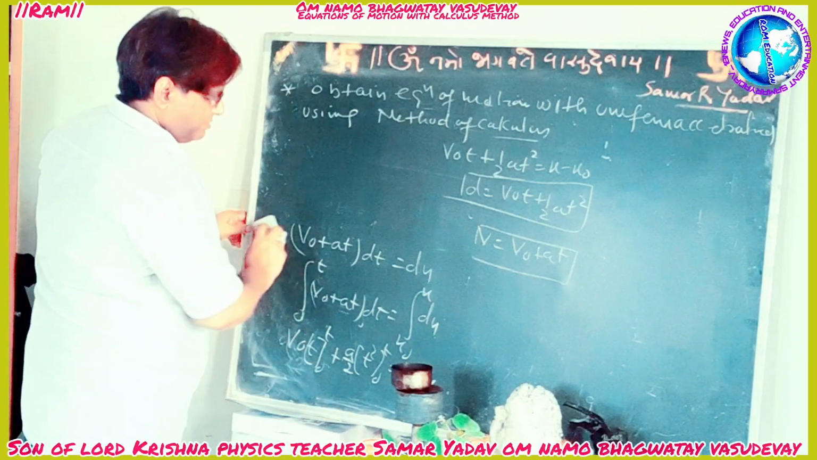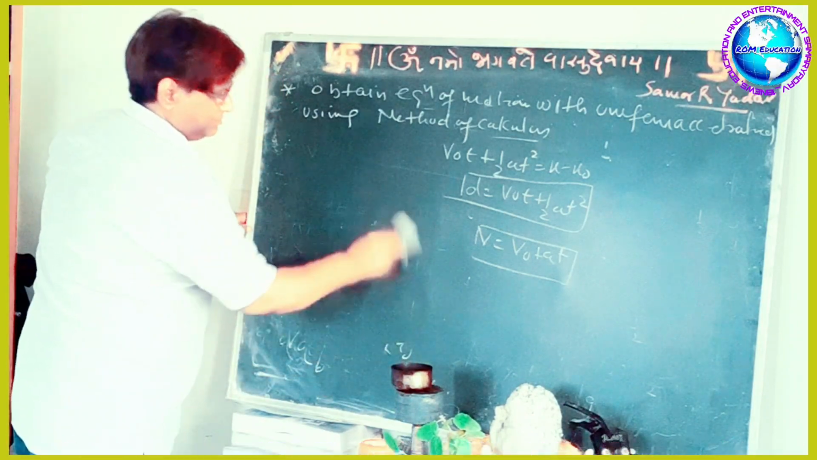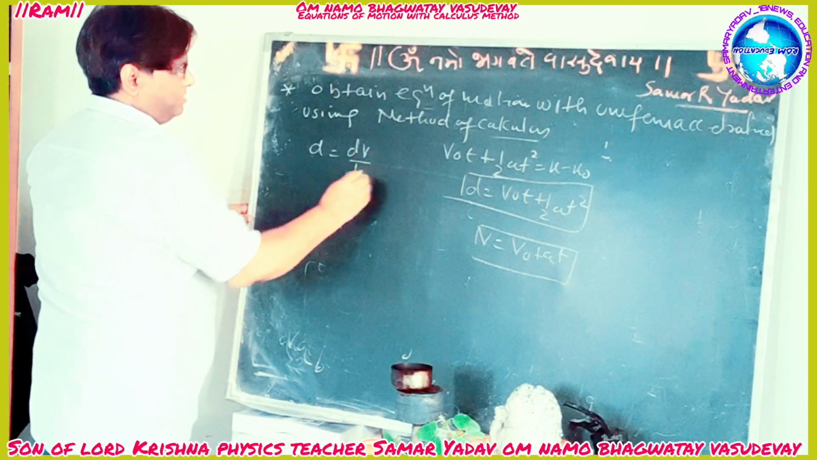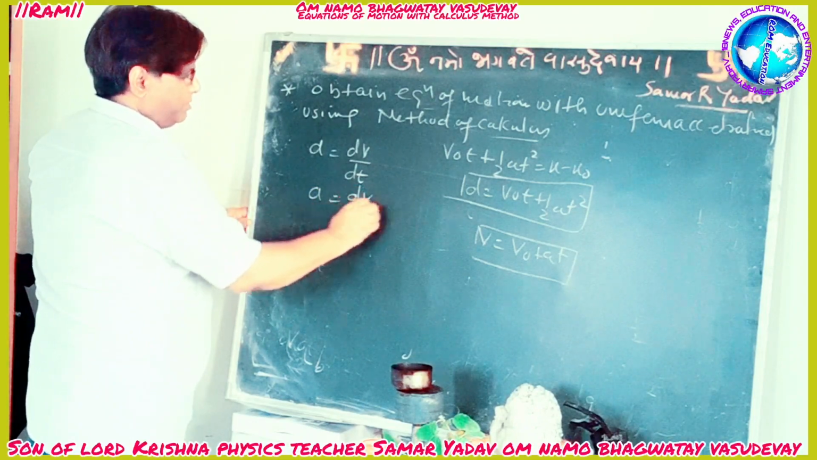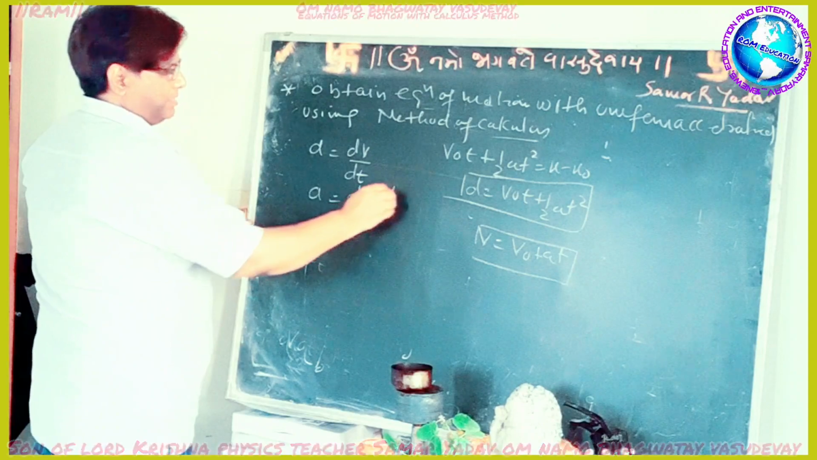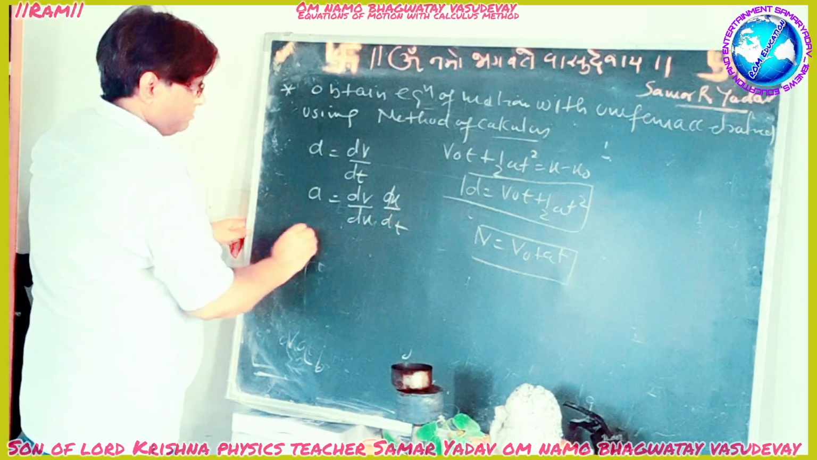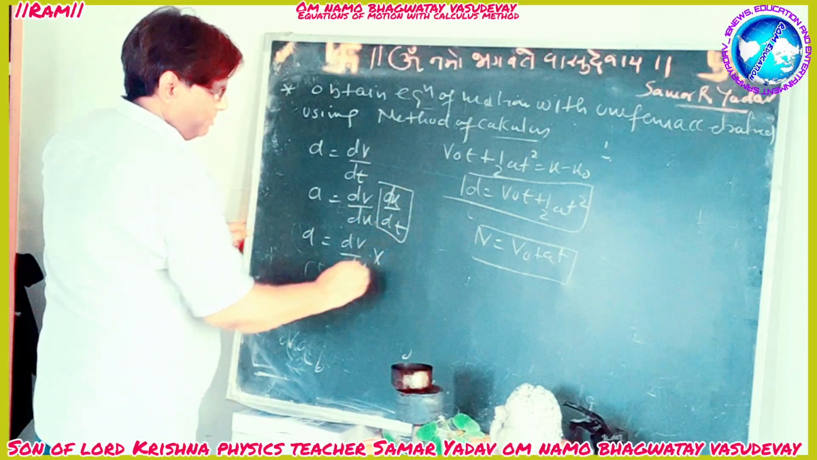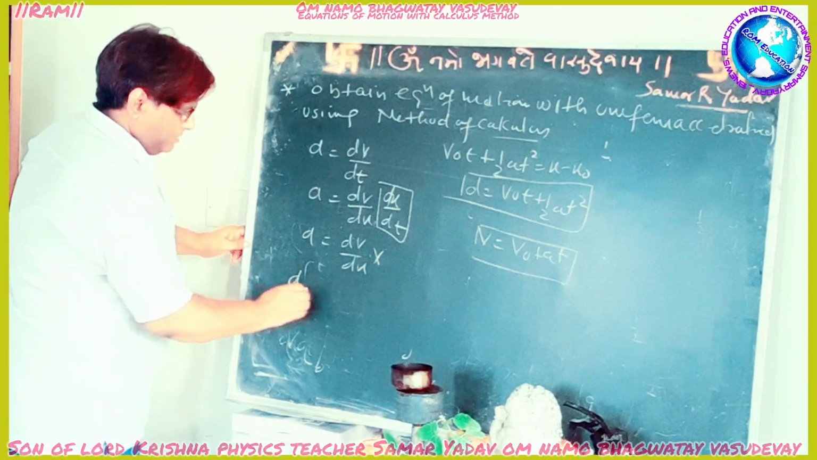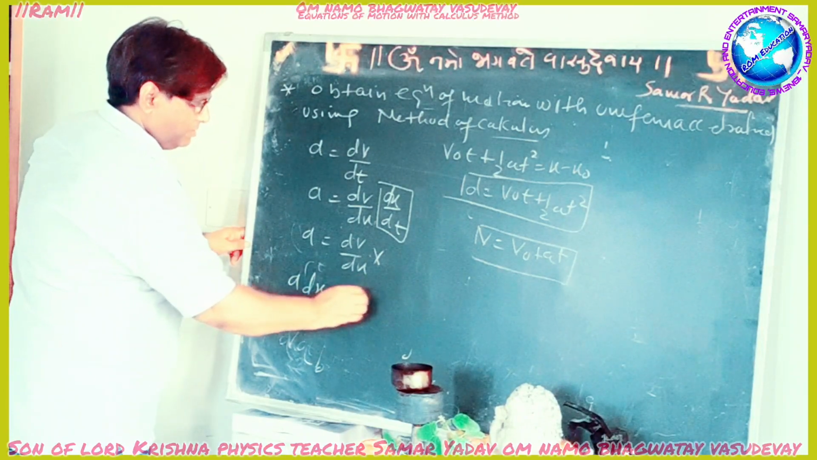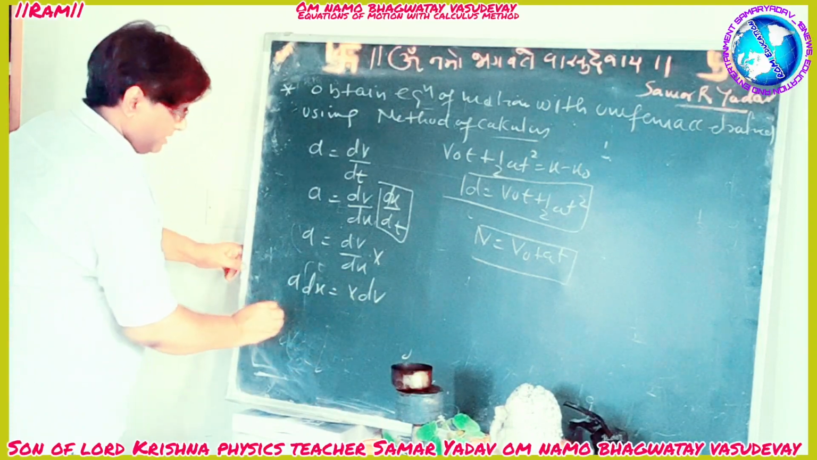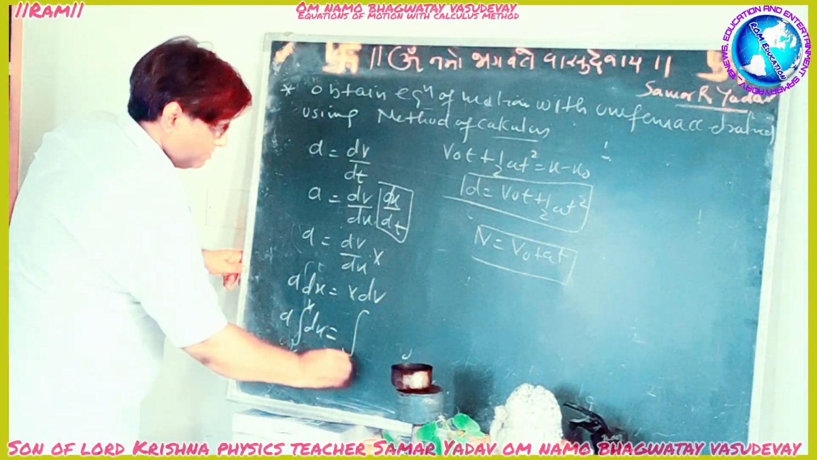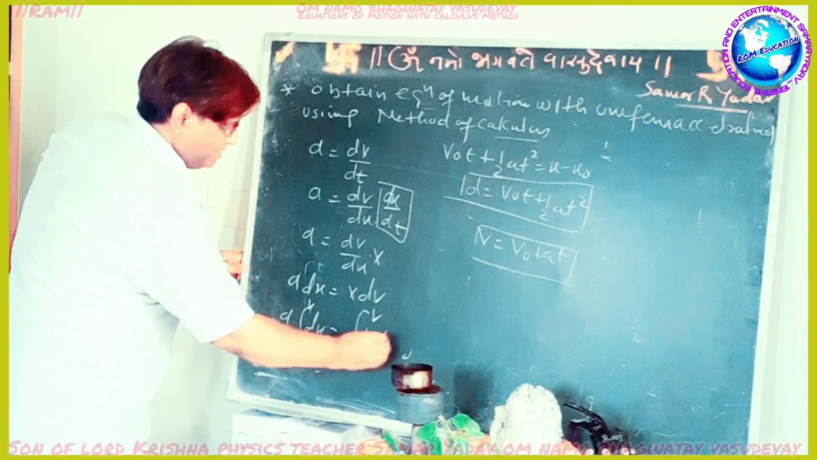Now the last equation you will get here. We know that a is equal to dv by dt, so you can write a is equal to dv upon dx, multiplying and dividing by dx, into dx by dt. dx by dt is v, so you can write v. Therefore a into dx is equal to v into dv. Now integrating with limit, we get a into integration of x0 to x of dx is equal to integration of v0 to v of dv.